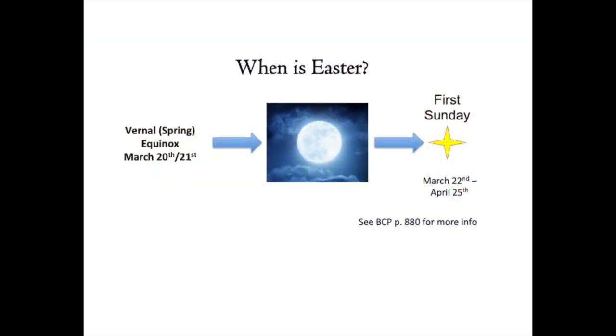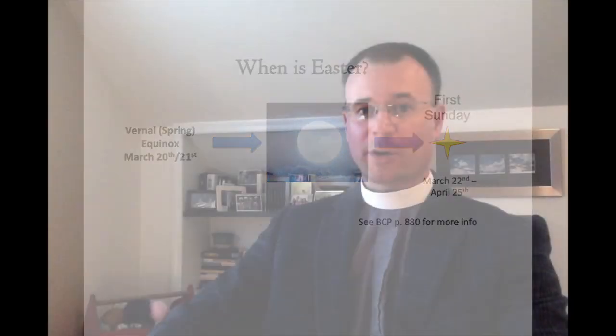So that means that Easter at its absolute earliest can be on March 22nd, or at its latest can be on April 25th. If you want to read a little bit more about this, you can see the Book of Common Prayer, page 880, for more information.